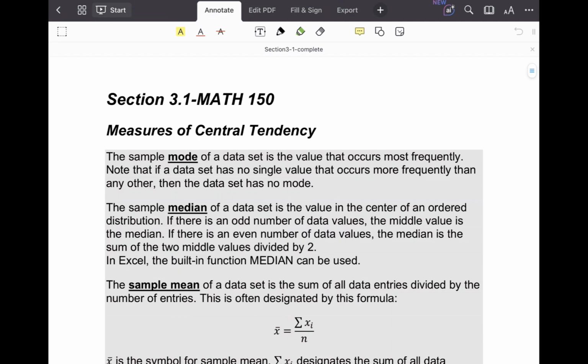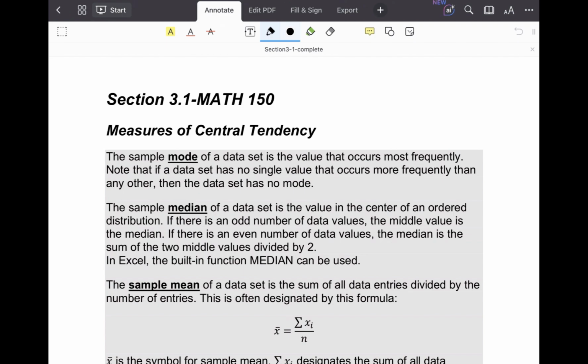Section 3.1 talks about measures of central tendency, and a measure of central tendency is some sort of measure that we get from the data that tells us approximately where the center of the data lies. Depends on the shape, but a lot of times the center of the data, there's lots of data points there, and so it's a good thing that we like to find. Now, there's a few different measures of central tendency that we'll look at.